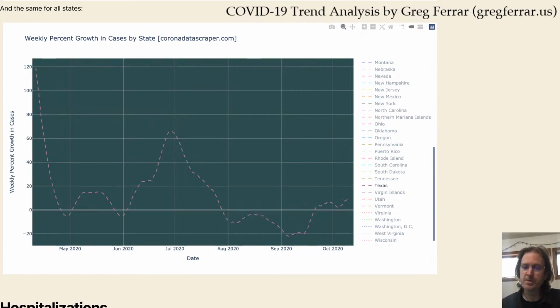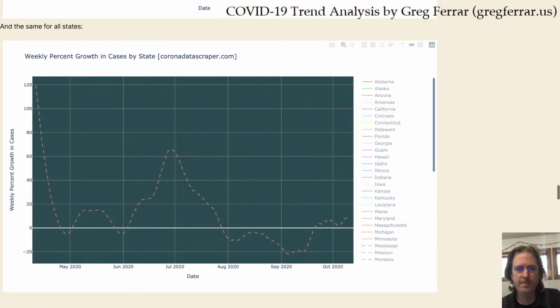Texas is also showing much the same trend as the states we've just been talking about. Texas had a period of shrinkage. It was doing very well, and now it's up in the low single digits. And so it shows a short-term trend upwards.